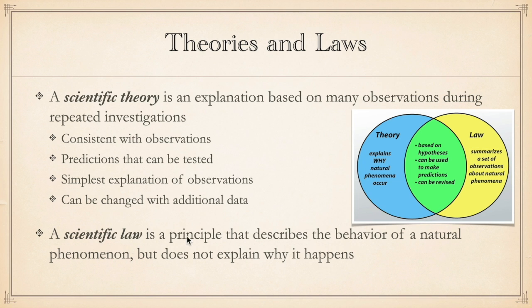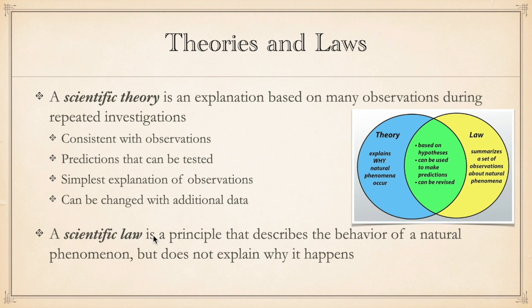A scientific law is a principle that describes the behavior of a natural phenomenon but does not explain why it happens. There's a subtle difference between a theory and a law. A lot of people think that a theory becomes a law or vice versa, and that's not true. A theory has an explanation for it. A law does not. Okay? So again, a theory explains why natural phenomena occur. Laws summarize a set of observations about natural phenomena without a why. These are both based on hypotheses, can be used to make predictions, and can be revised.